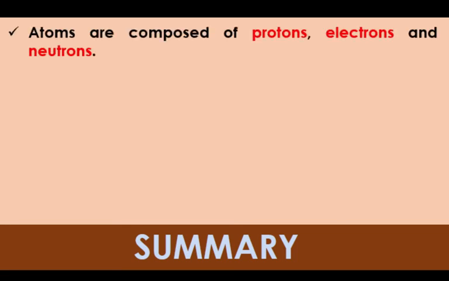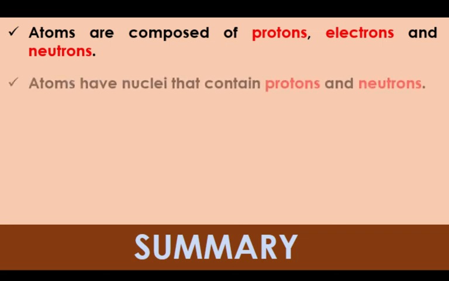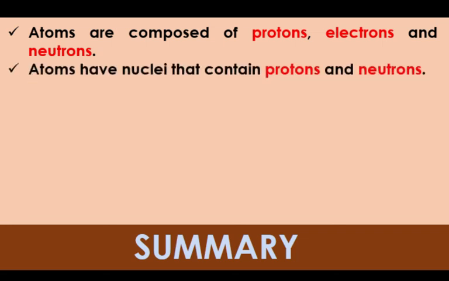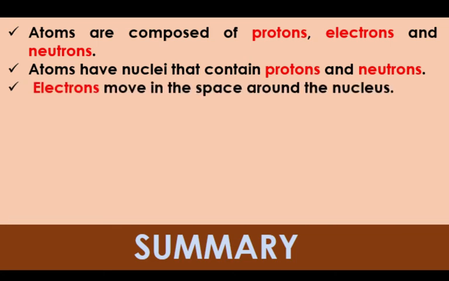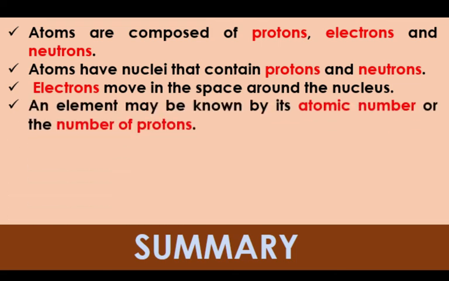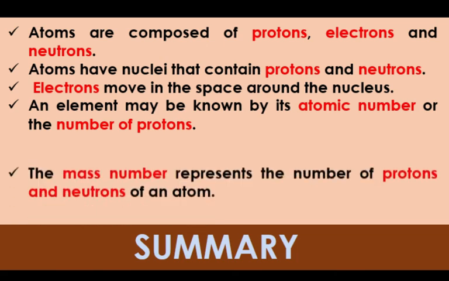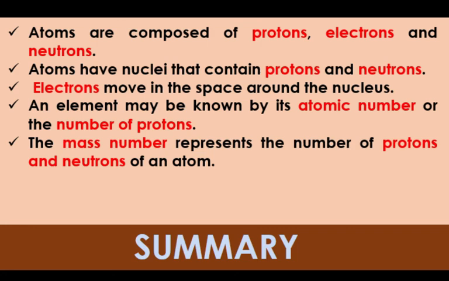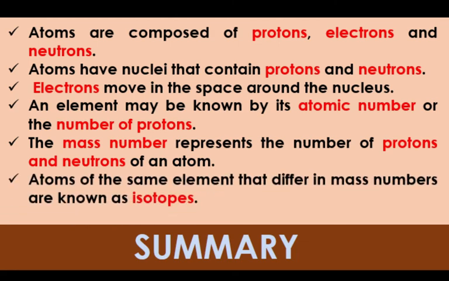Now, to sum things up, atoms are composed of protons, electrons, and neutrons. Atoms have nuclei that contain protons and neutrons. Electrons move in the space around the nucleus. An element may be known by its atomic number or the number of protons. The mass number represents the number of protons and neutrons of an atom. And atoms of the same element that differ in mass numbers are known as isotopes.